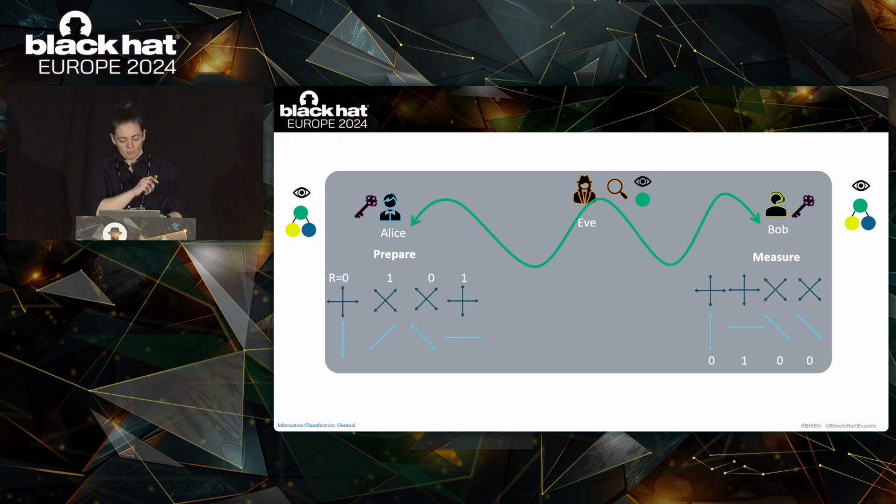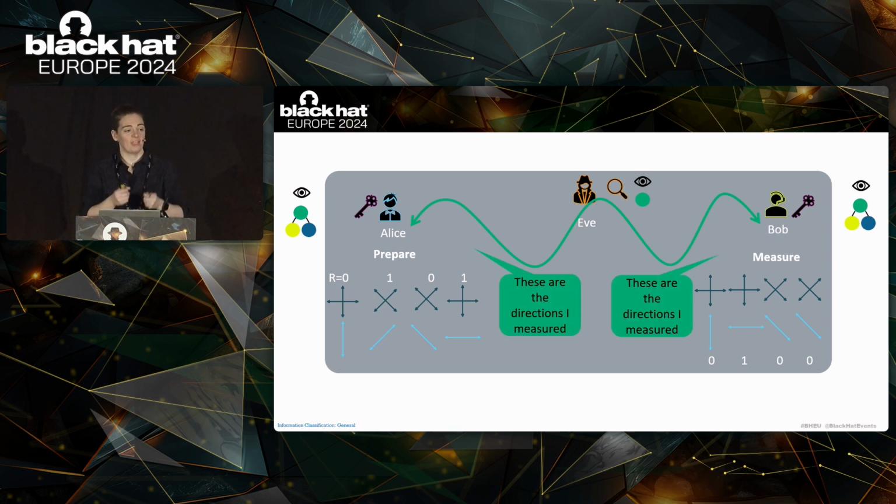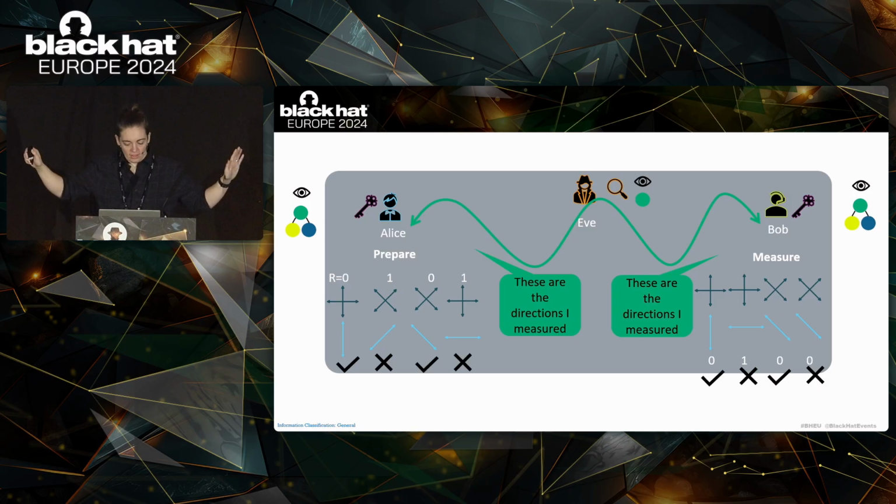And so now clearly, Bob is going to have some errors in his guess of what R is. So what they do next is they have a conversation. With that conversation, they can filter, keeping only the parts where Bob measured in the same direction as Alice, and they get rid of everything else. Most discussions on this stop here, but I'm going to take this further for a minute.